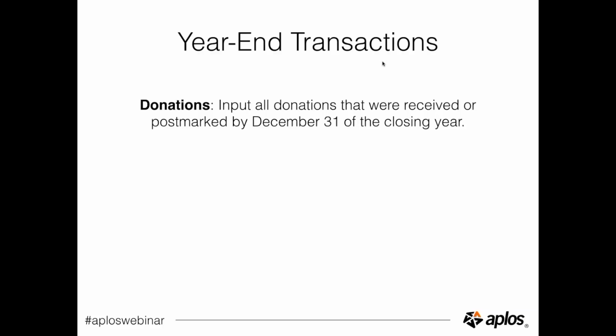If someone gives you a donation that says this is the year-end donation, but they give it to you January 2nd, there's kind of no way around that. That is now a January donation, a 2017 donation. So if you want to get that in by the end of the year, remind your donors that anything postmarked by December 31st will be counted in the right year.